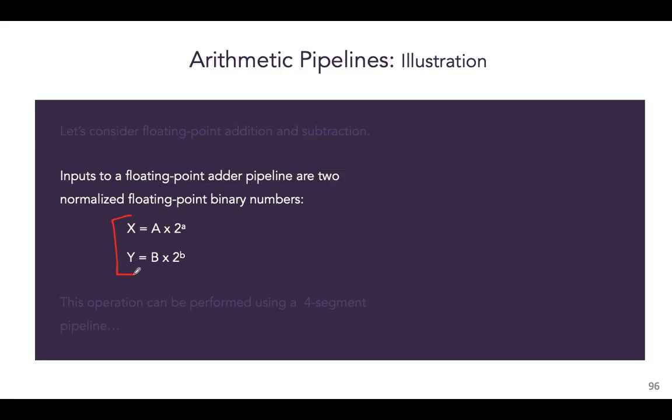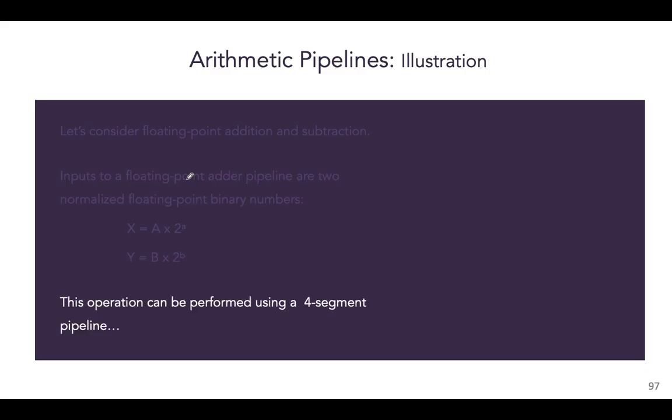And if you need to recall how floating point addition and subtraction is performed, you can take a pause here, go back, take a quick look at the previous concepts, and then come back, because we're not going to go into the details of how this operation is performed. We're only going to look at how it is performed using a pipeline. The steps required to perform floating point addition should be very clear to you at this point.